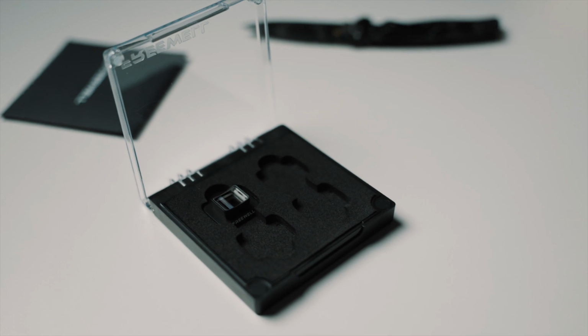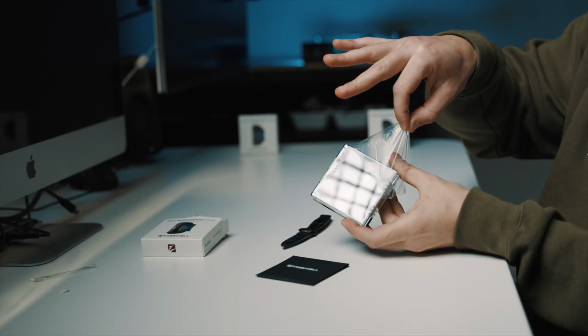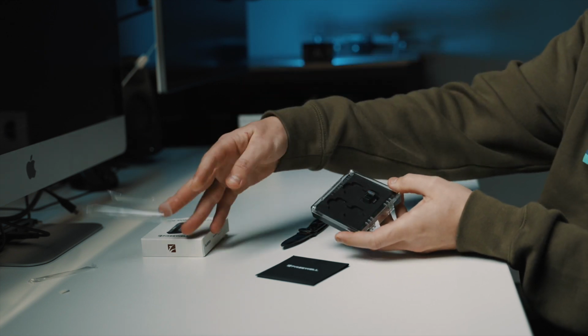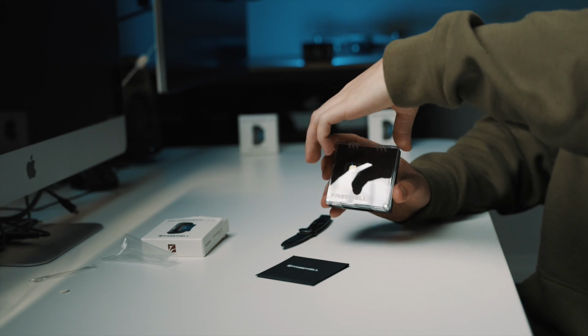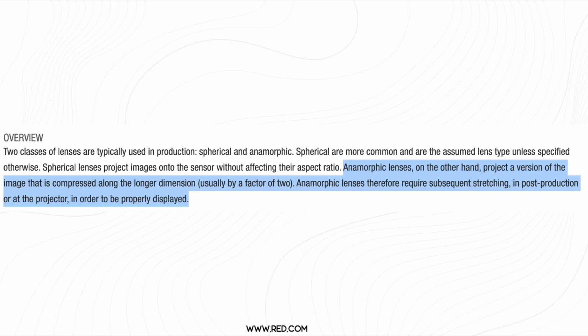So I think we can all agree that that footage looked pretty sick, but let's break it down. What actually is an anamorphic lens? Honestly, I'm not going to dive too deep into that here because there are way more qualified people to explain that to you, much more knowledgeable people on YouTube about the subject, but here is a quote from red.com. Anamorphic lenses project a version of the image that is compressed along the longer dimension. Anamorphic lenses therefore require subsequent stretching in post-production in order to be properly displayed.